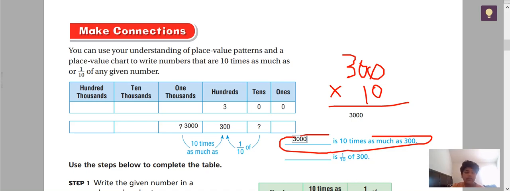Blank is 1/10 of 300. Okay, so 1/10 of 300 is what? You got your answer? Well, the answer is 30. Because if we remove this 3,000 that we did, 300 times 10 was 3,000, right? Now let me explain to you why 30 is the answer to this question, if you still didn't understand it.